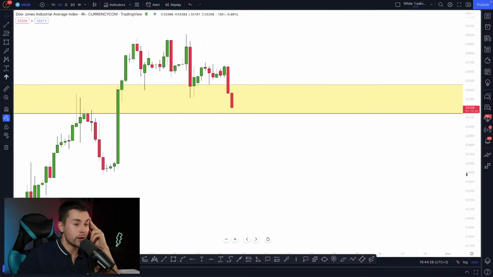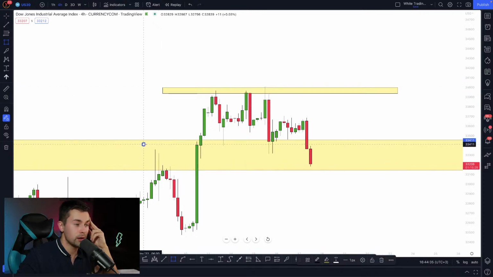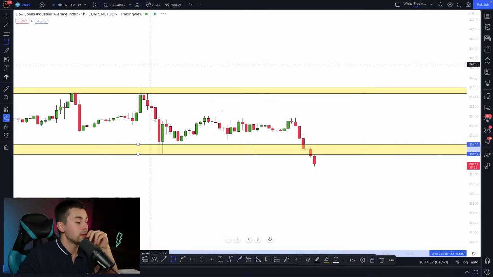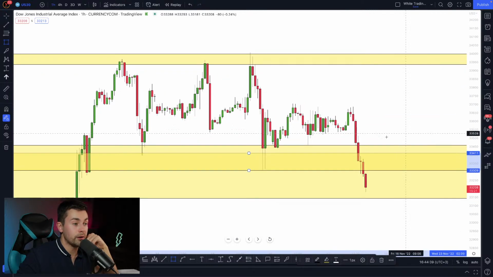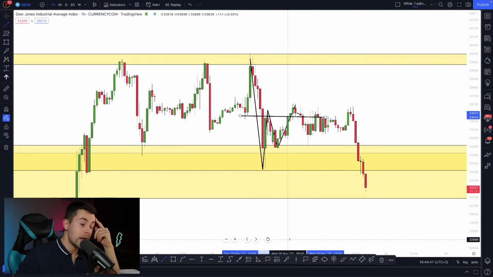Then, monitoring the intraday time frames on a 4-hour time frame, we spotted a horizontal trading range. And on an hourly time frame, we decided to buy the index because we spotted this double bottom formation with the confirmed neckline breakout. And unfortunately, right here, we were stopped out.